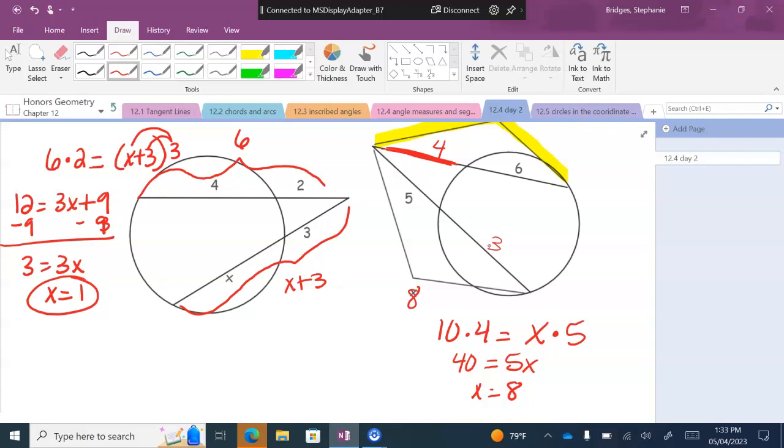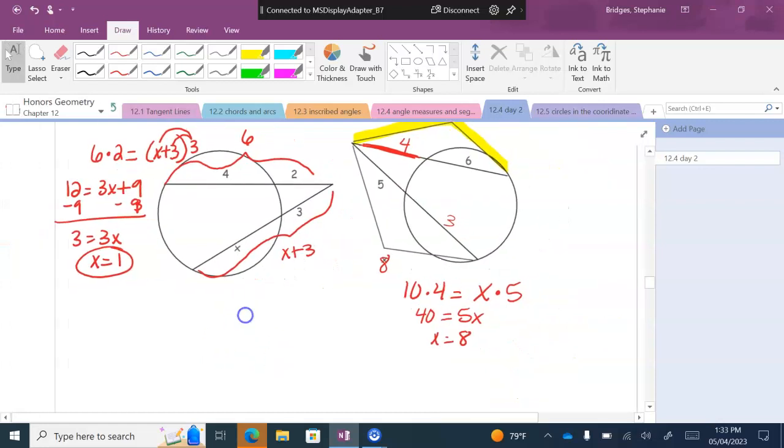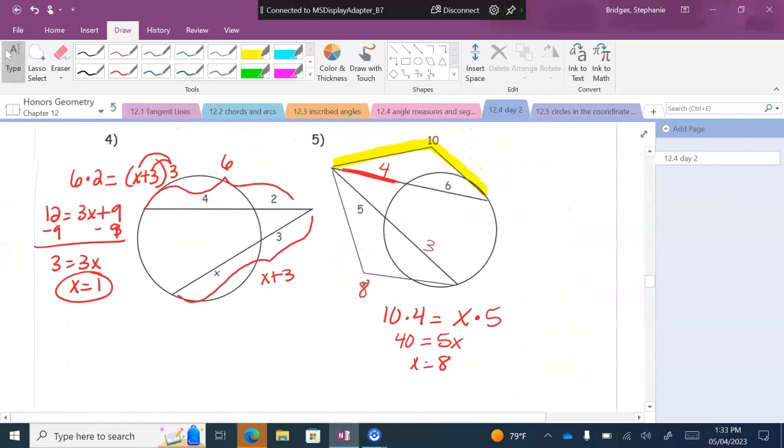Are we still confused as to why we're just trying to find the whole piece, that's all. So we've done 2 chords, we've done 2 secants, so we should probably do a secant and a tangent next in a minute, maybe?